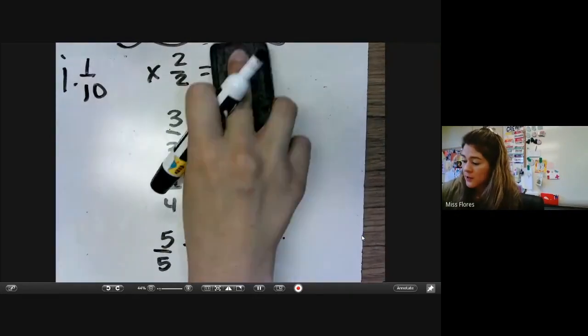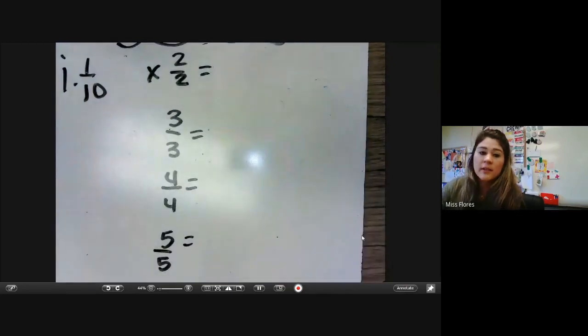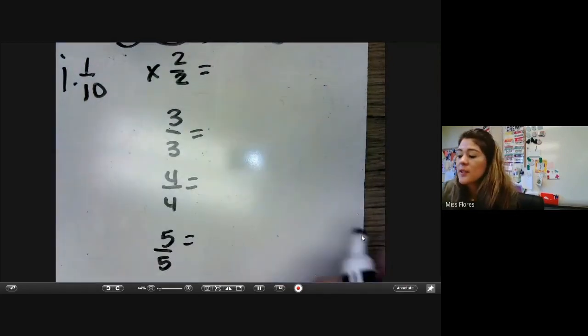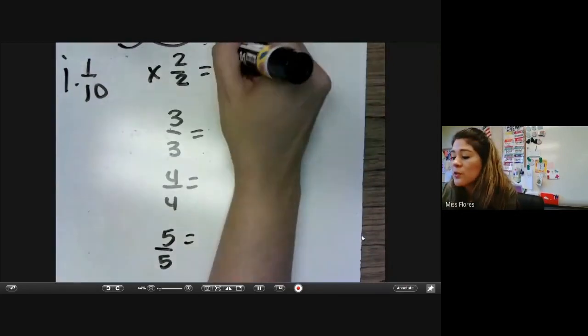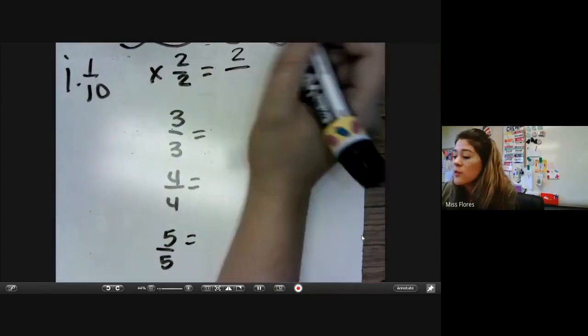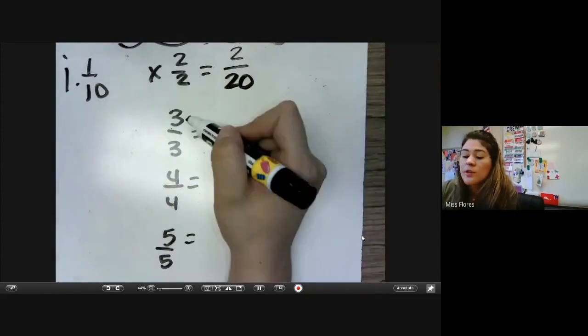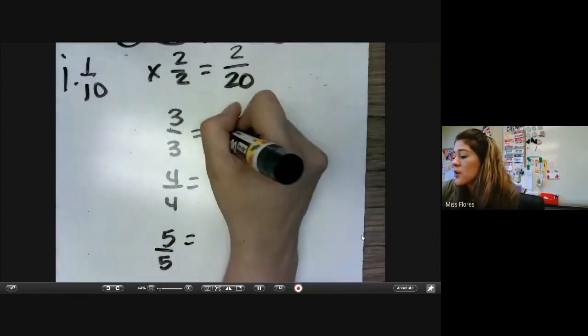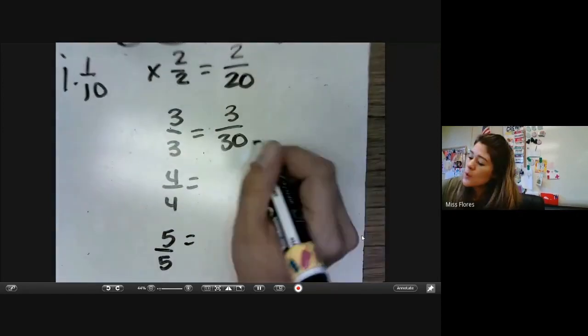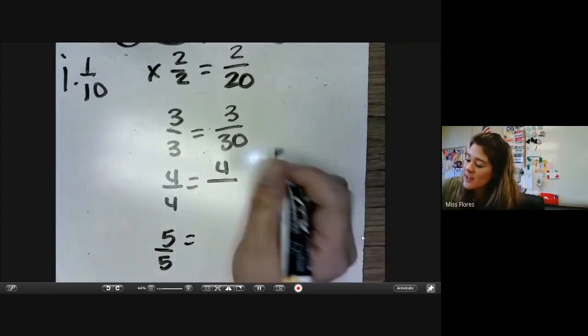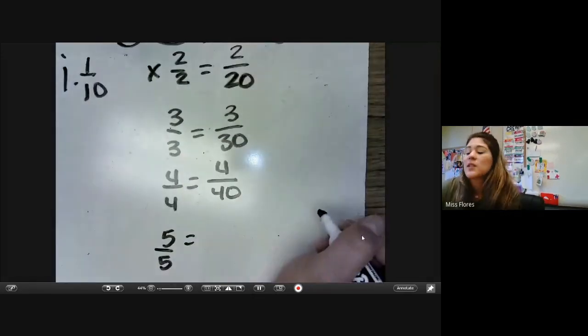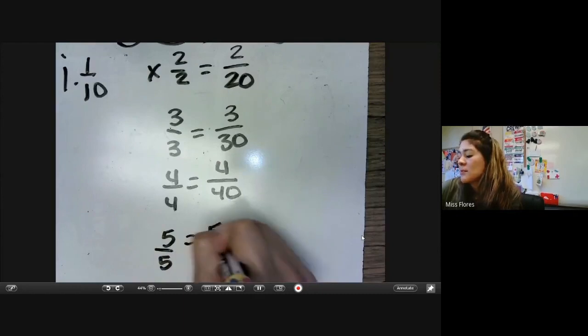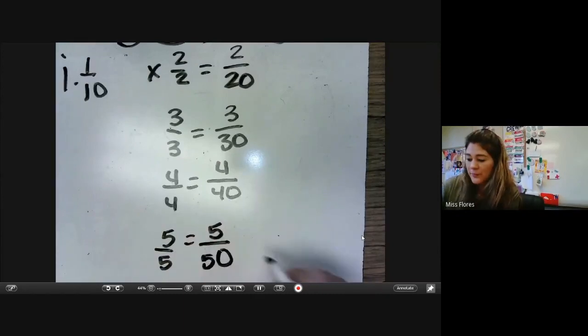And the last fraction they give us for I is 1/10. 2 times 1 is 2. 10 times 2 is 20. 3 times 1 is 3. And 10 times 3 is 30. 4 times 1 is 4. And 4 times 10 is 40. 5 times 1 is 5. And 5 times 10 is 50.